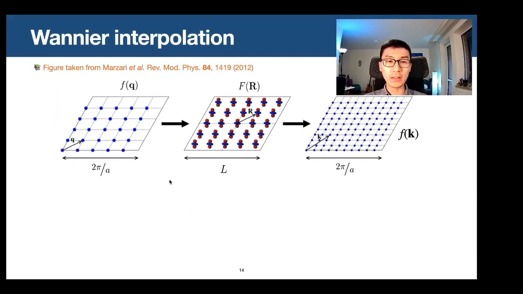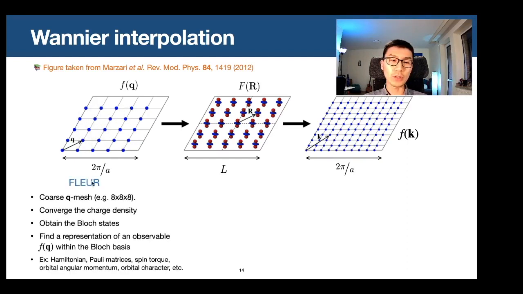So the motivation is that in DFT code, there is a limitation. Computationally, it's very difficult to calculate in Q space. So usually we choose a very coarse Q mesh for FLEUR code, like 8 by 8 by 8, or sometimes we go up to 32, but we don't go to like 1,000, crazy numbers like that. So what we do is first converge the charge density, and we obtain Bloch states, and then we can obtain some observable, let's say F(Q), within the Bloch basis.